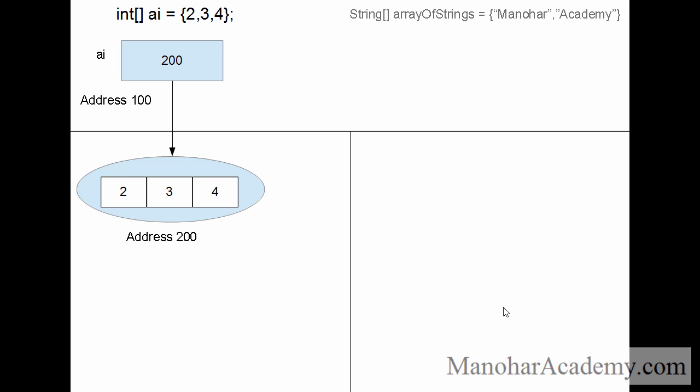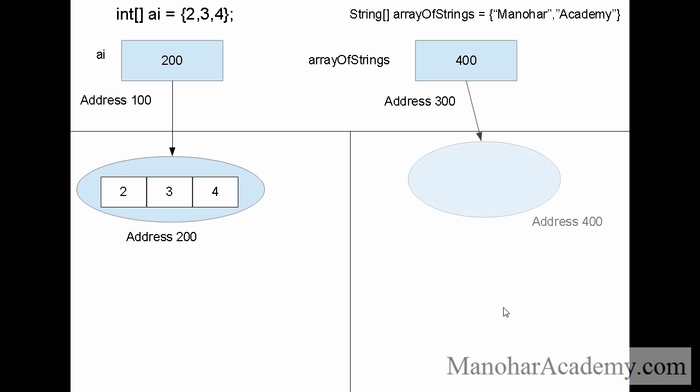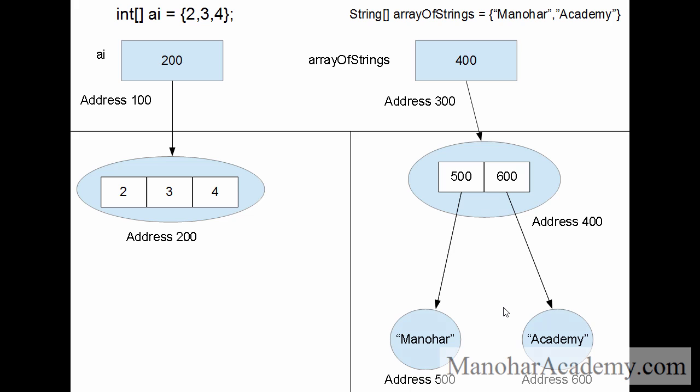Then we have seen how the array of strings will be created, right? So here array of strings is of type array of string. So array of strings is the variable name. So that is the confusion here. So here the variable will be allocated address. Then the array will be allocated some memory. Then manohar and academy. These are two strings.